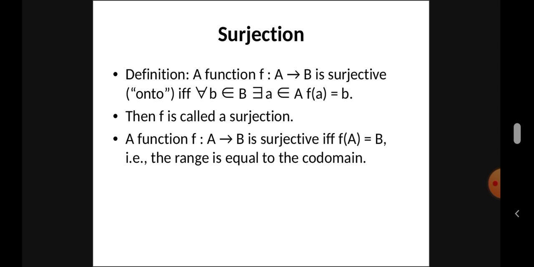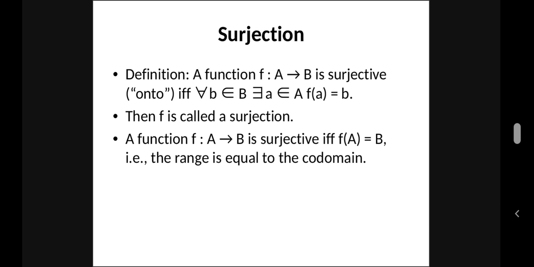But if every element in b is an image of some element in a, then all the elements of b has a pre-image in a. In that case we can say it is range. Here the range is equal to codomain. Right, so here range is equal to codomain. In that case we can say the function as surjective.